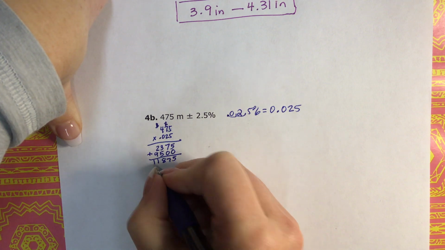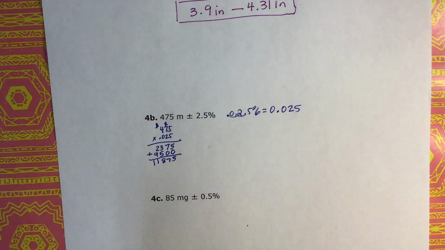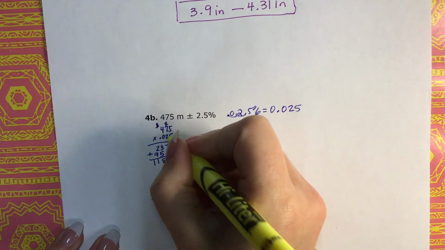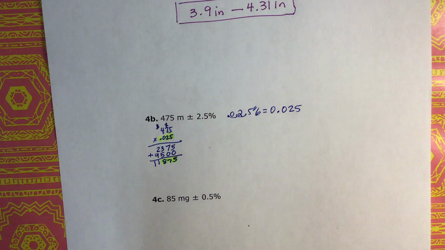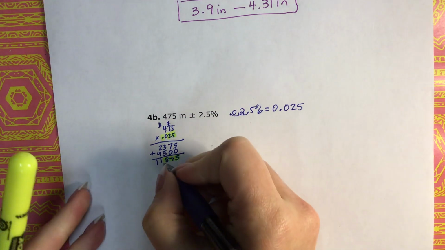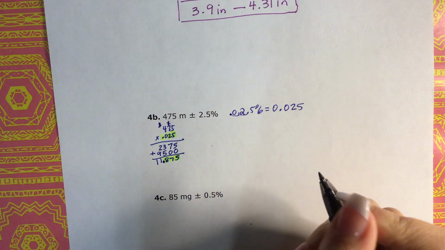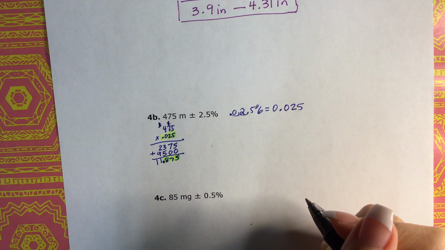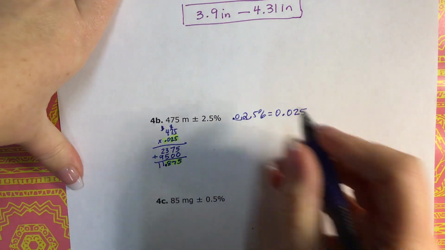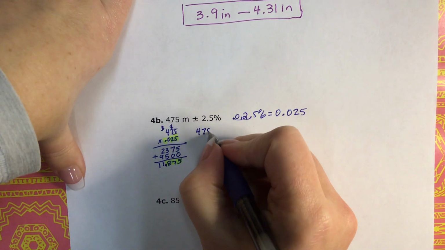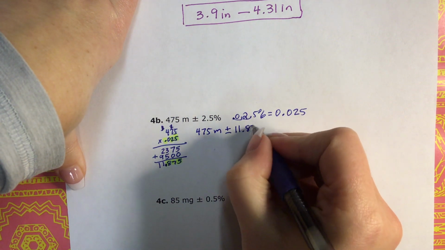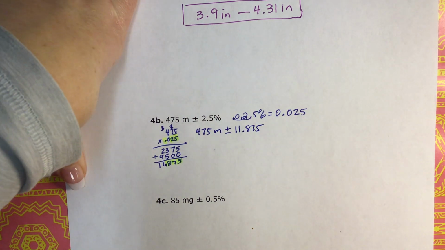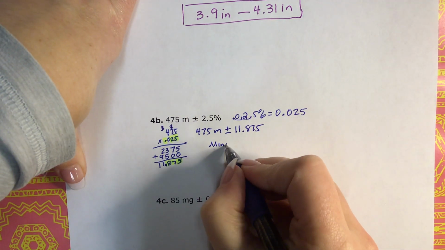2 plus 9 is 11. So how many decimal places do we have here? We have 1, 2, 3. That means we have 1, 2, 3, and then we put the decimal right there. So what we have is 475 meters plus or minus 11.875.